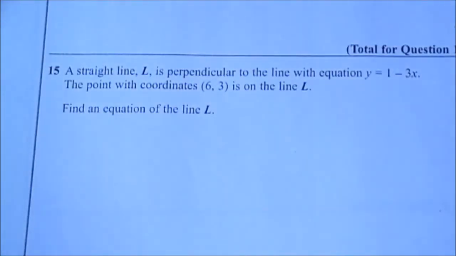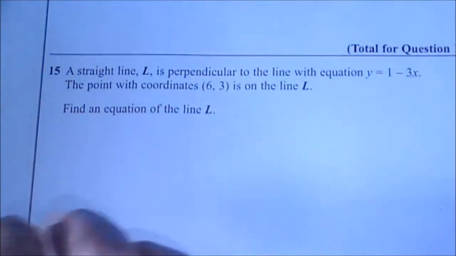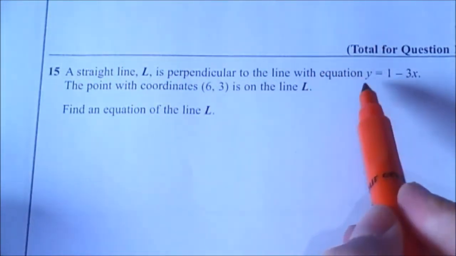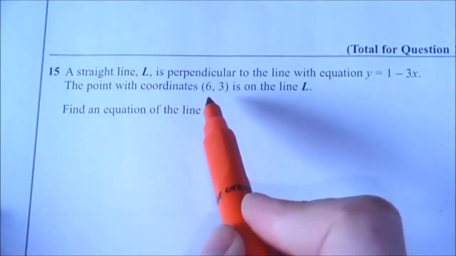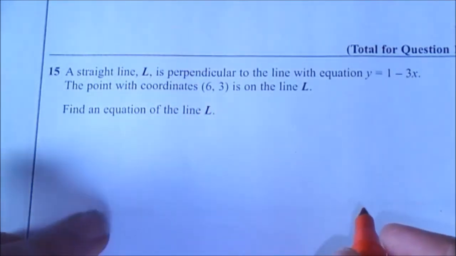Question 15 is about straight lines, gradients, perpendicular gradients, and equations of lines. A straight line, L, is perpendicular to the line with the equation y equals 1 minus 3x. The point with coordinates 6, 3 is on the line L. Find an equation of the line L.